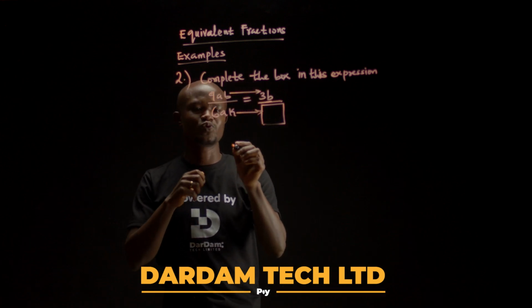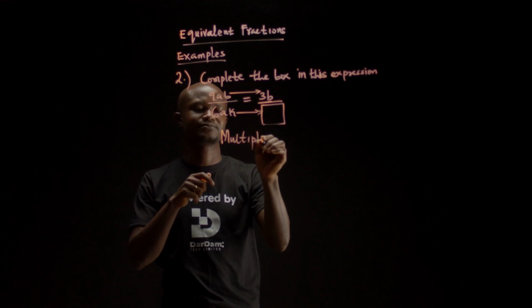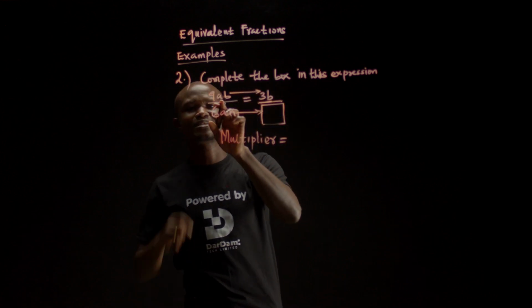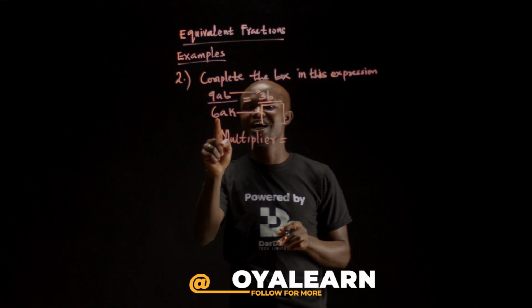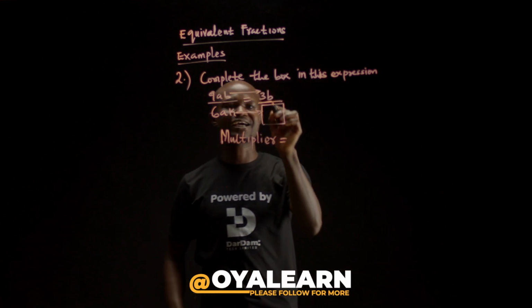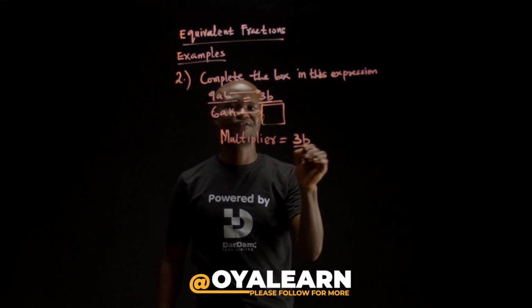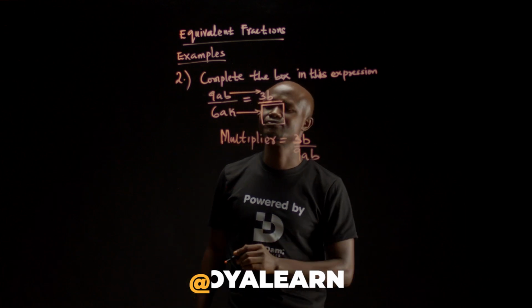So in this case, what do we have? Multiplier. Now look at this: this is the initial form and this is the new form. So in that case, we have the new form divided by the initial one, which is 9ab.